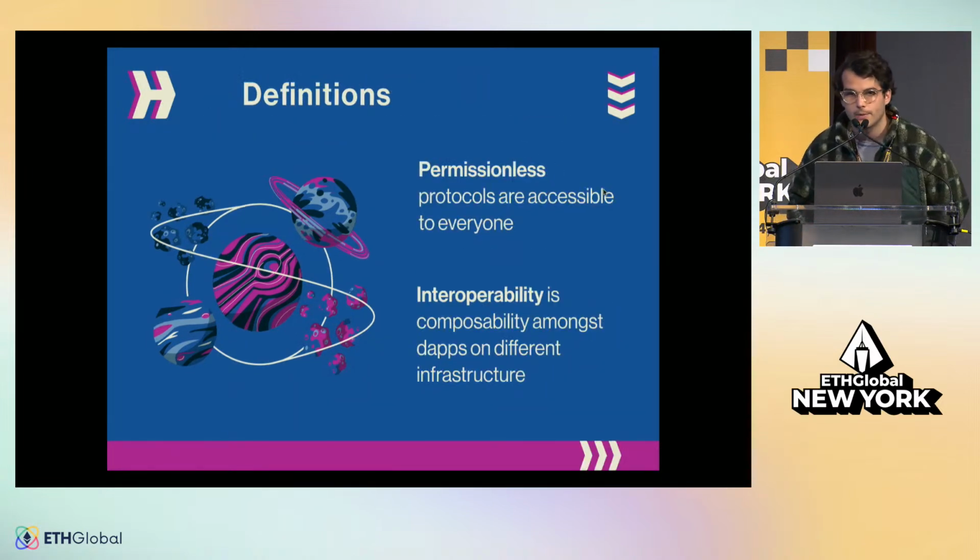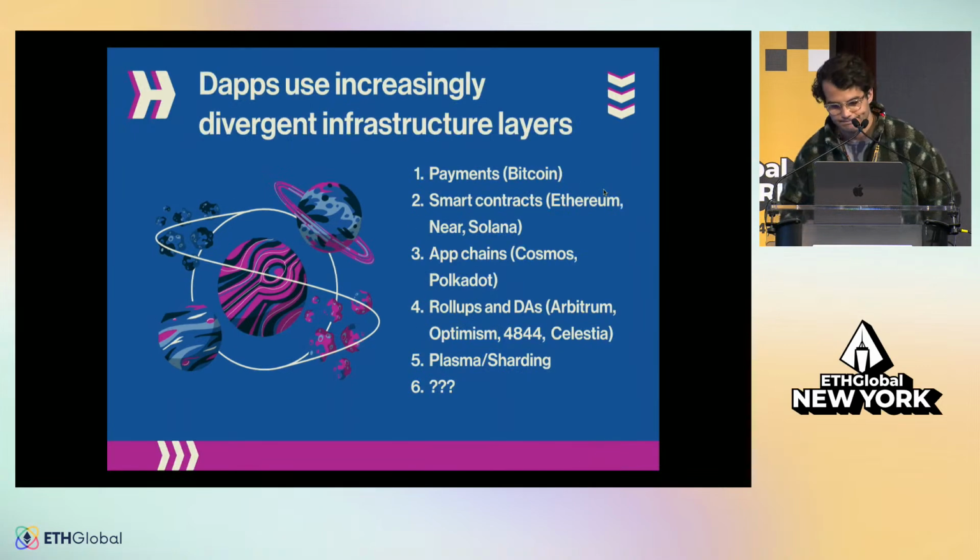So why do we care about permissionless interoperability? If you look at the trajectory of the ecosystem for the past decade or so, you'll see that we're increasingly using divergent infrastructure as dApp developers. We started with this payments application. It was on Bitcoin. It had this very simple blockchain architecture.